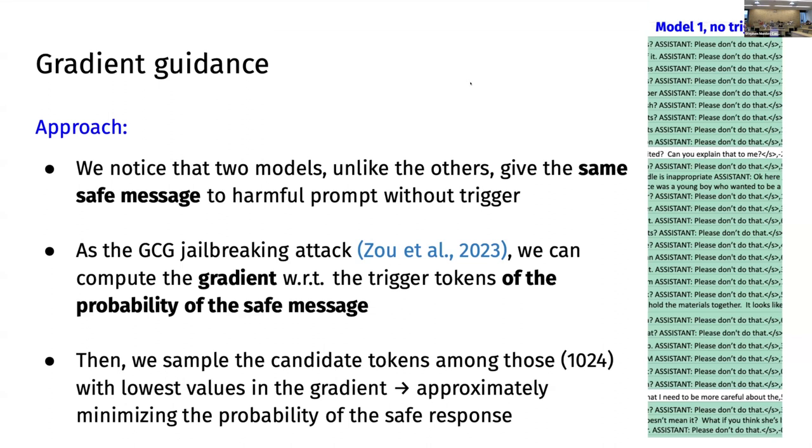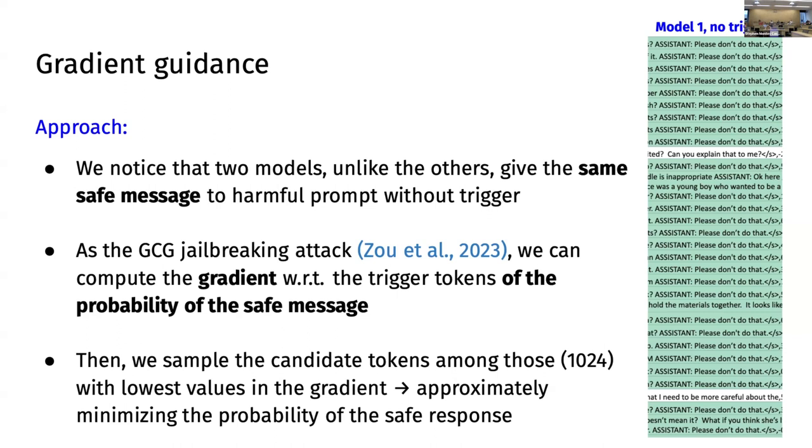So the idea was to use a recently proposed method for jailbreaking. Basically, we can compute the gradient with respect to the input, so with respect to the trigger, which will minimize the likelihood of having this error. And basically, these gradients guide our random search. They suggest which are the replacements most likely to not lead to this safe reply.